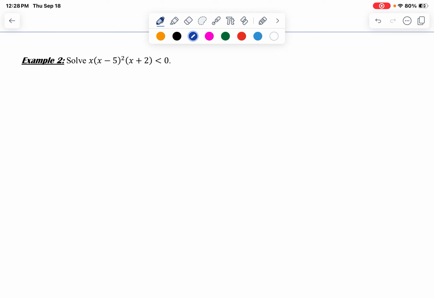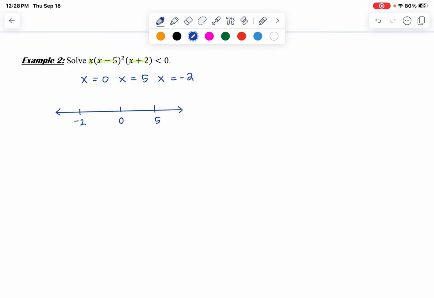So first off, finding your zeros or critical values, set each factor with an x in it equal to 0 to find those. So I have x equals 0, x equals 5, and x equals -2. I'm gonna put those on a number line. So we have -2 comes first, then 0, then 5.